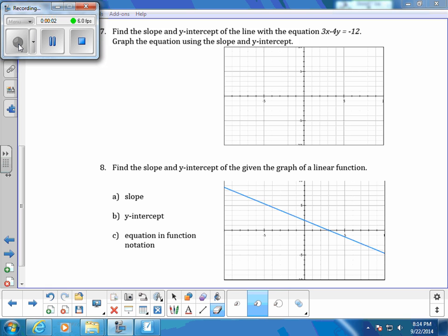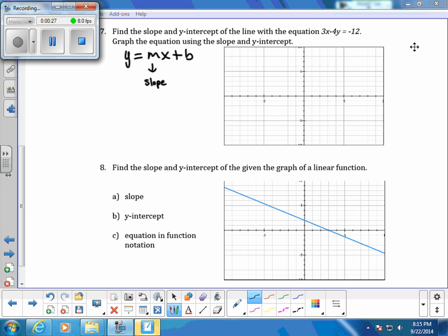Alright, so they ask us to find the slope and the y-intercept of a line with the equation. This is in our standard form, our ax plus by equals c format, but it says using the slope and the y-intercept. Now we know that the slope-intercept form is y equals mx plus b, where m is our slope and the b is the y-intercept.